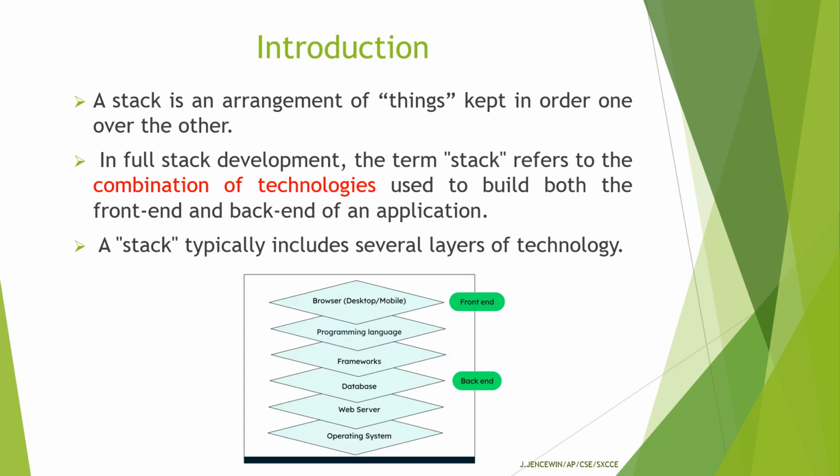Then the next one, database. Basically we have two types of database: one is NoSQL and another one is SQL database. Here we choose the database based on our application. Next one is the web server. We can use the Apache server or IIS server, or we can develop our own web server using the Node.js environment. And the final one is the operating system, in which we are going to deploy our application. All these packages combined are called the stack.